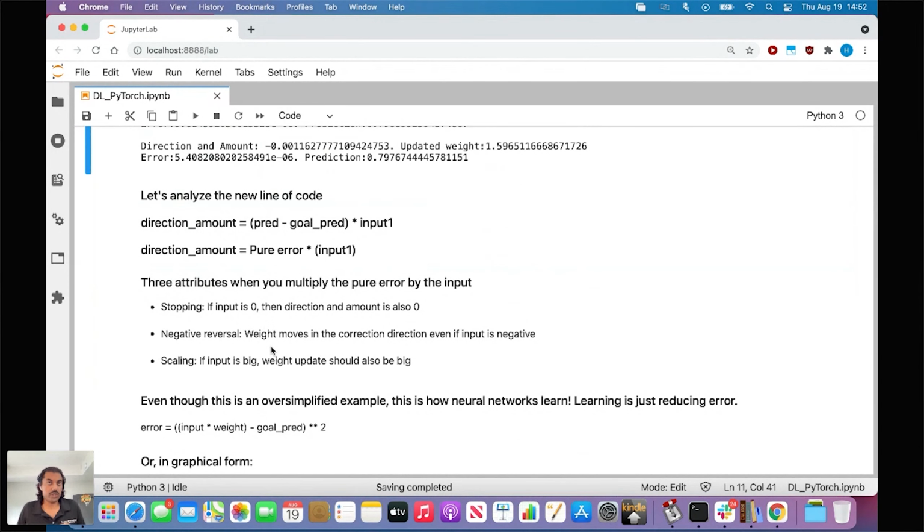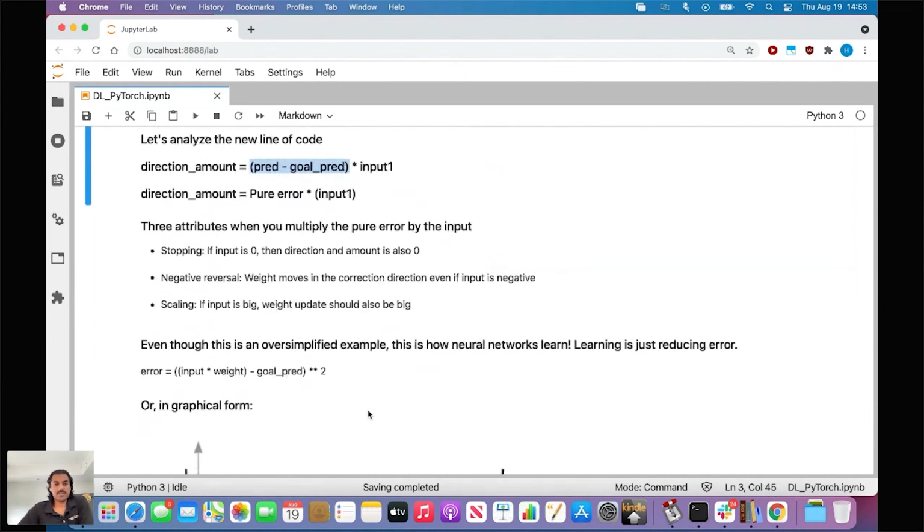That's another big thing here. We could have weights that are negative, or we could have inputs that are negative, and we need to be able to control that. And what this allows us to do is take that into consideration. And finally, scaling. If we have a big input, we should expect that the weight update should also be big. Because if we're multiplying this input and it's big, I would expect this number to also get bigger as well.